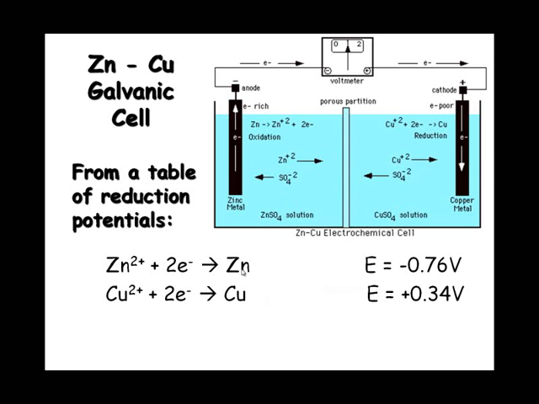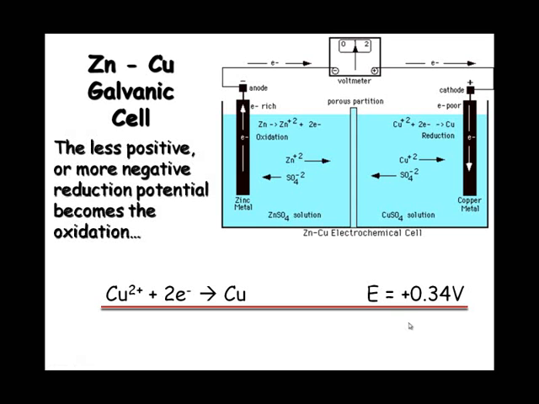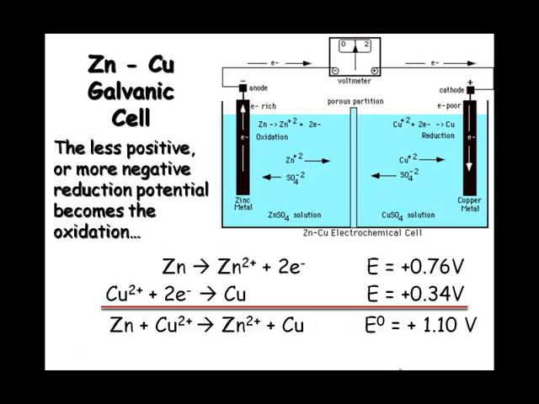So we're going to turn this around and change the charge. When we do this, we end up with positive 0.76. We add these together and we get a cell potential. This naught means standard cell potential, of 1.1 volts.